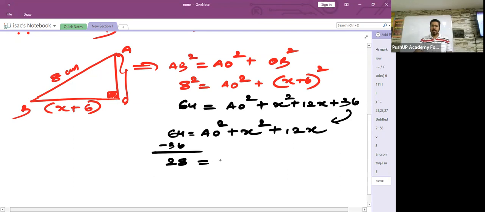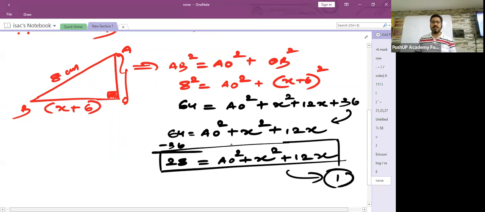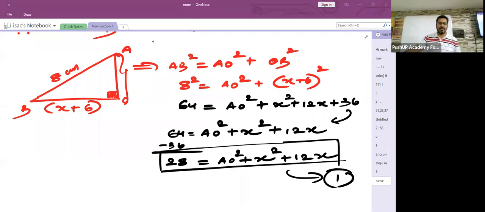28 is equal to AO square plus X square plus 12X. This is what I get. Now, I cannot do anything more on this, so I'll just keep this inside a box. As and when required, I'll be utilizing this. Till then, let it take some rest for a while.